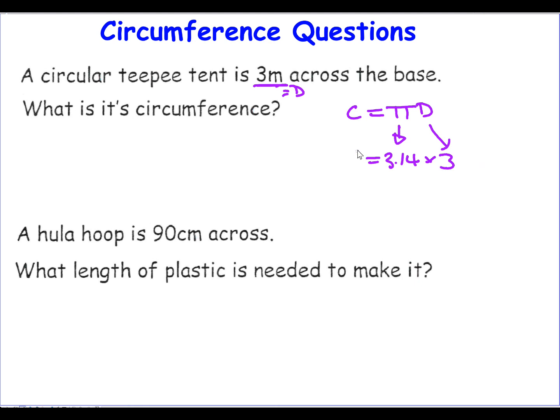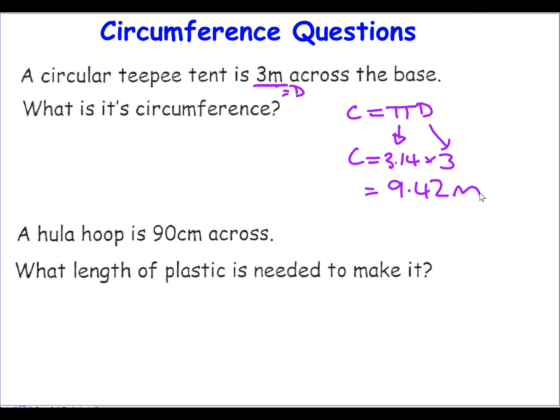So the circumference becomes 3.14 times 3, which is 9.42, and don't forget the units of meters. Don't forget, it's a measure of distance, the distance around the outside of the circle. Let's look at our next question.